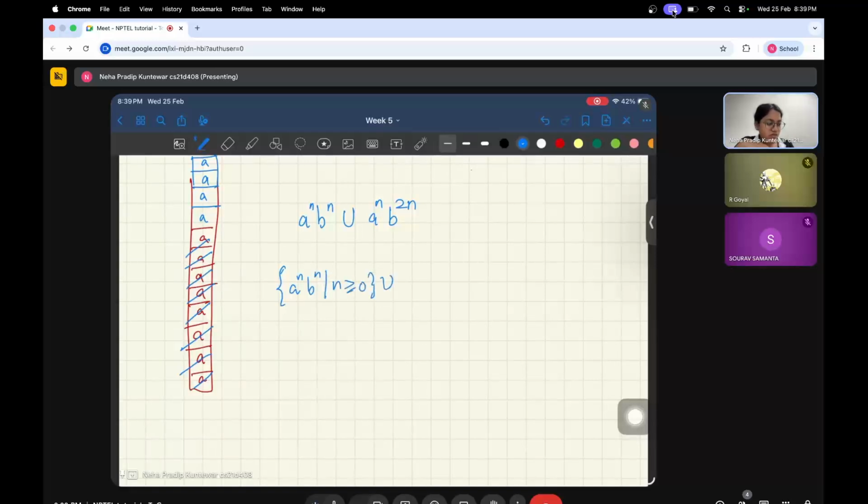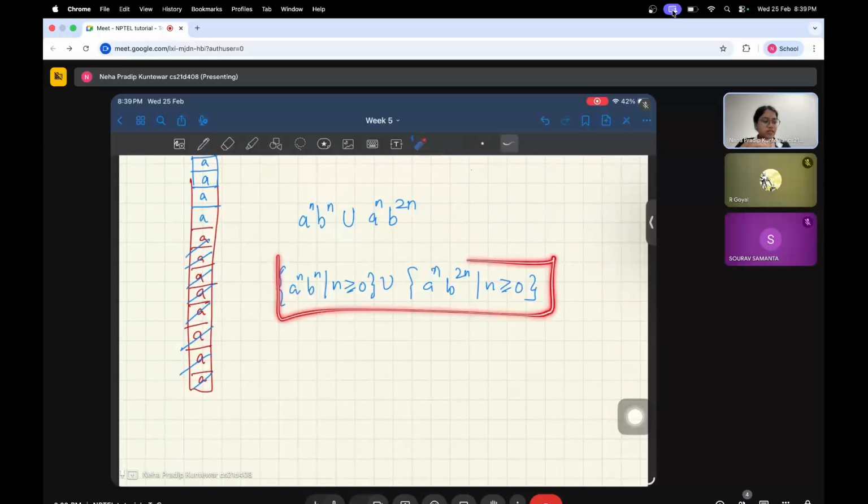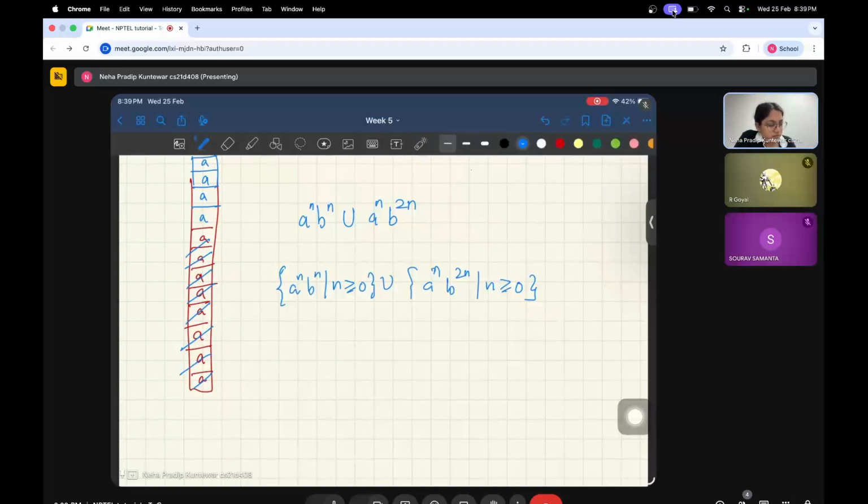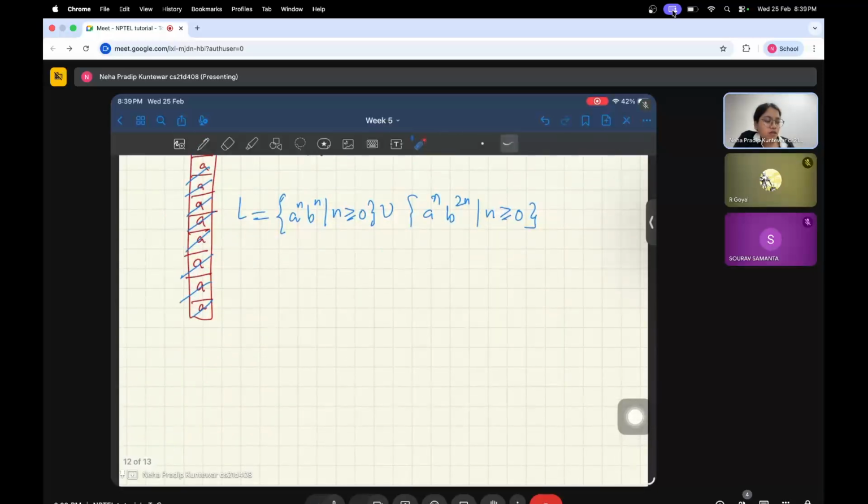This is probably what you meant. Does this capture the language you are looking for? So L is the set of all strings that are of the form either there are equal numbers of a's and b's, or the number of a's is exactly half the number of b's.